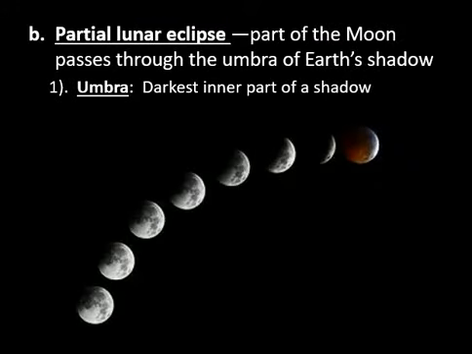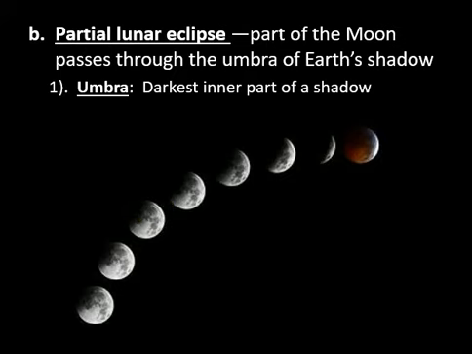The partial lunar eclipse is when part of the moon passes through the umbra of Earth's shadow. Number 1, the umbra is the darkest inner part of the shadow where no light can reach. Go ahead and pause me while you have a chance to write this down. You can see right here an image of a partial lunar eclipse, much like the one we had on January 31st of this year, where the moon is passing just slightly into that shadow and only part of the moon is getting covered up when it reaches totality here. There's still a little sliver. There's my waxing crescent right there. Still a little sliver of moon that is still visible.